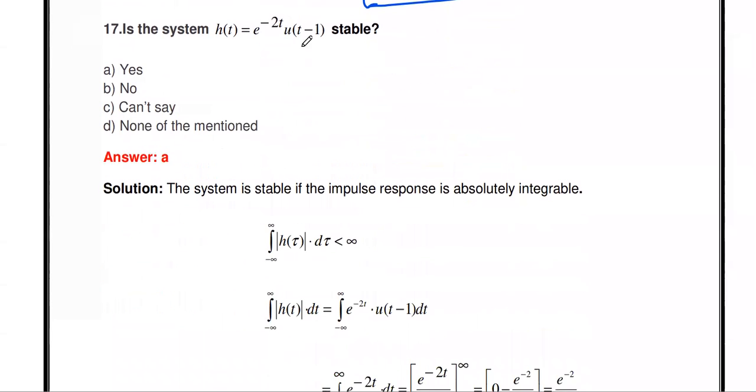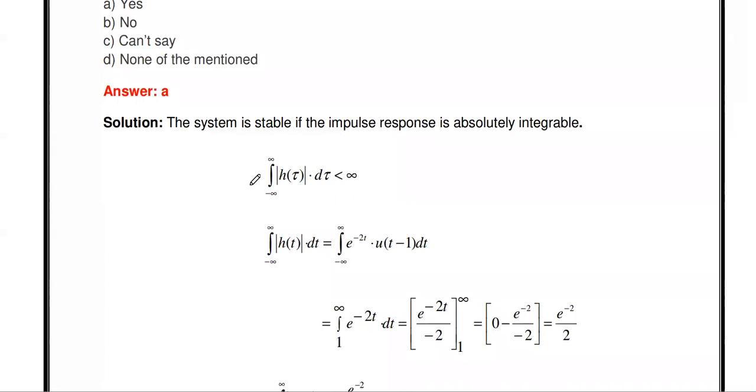Then the next problem: is the system e power minus 2t u of t minus 1 stable or not? First, is the system causal or not? Causal, since the system is multiplied with u of t minus 1. That's why this impulse response is available only from time t equal to 1 to infinity. So this is causal.